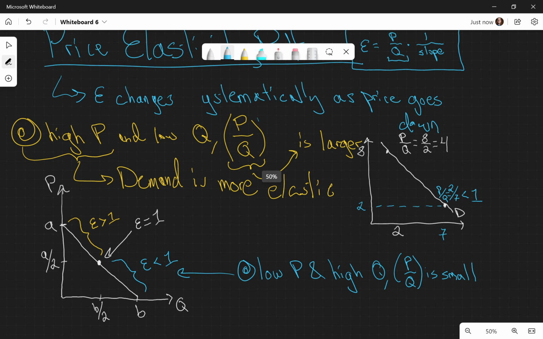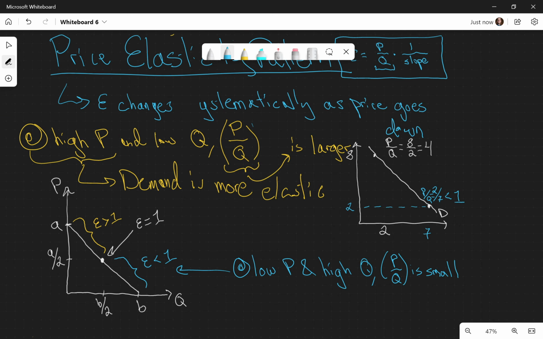Now, why are we focusing so much on this ratio? This is kind of a critical thinking question. Why are we focusing so much on this ratio and on whether it's larger or smaller in terms of this identity? What's happening with slope as we go from the yellow part of the demand curve to the blue part of the demand curve?